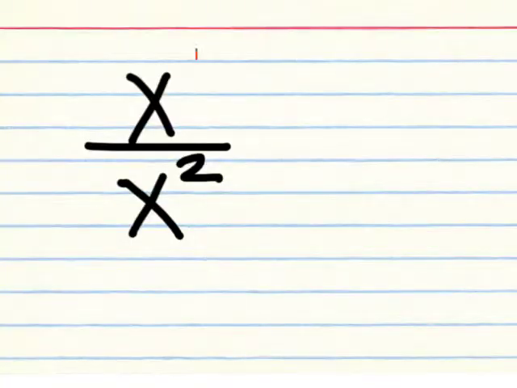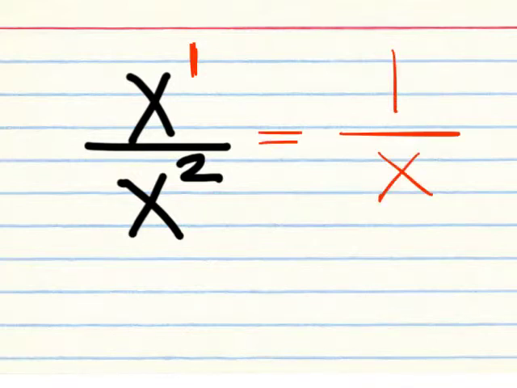X over x to the second. This exponent is 1. The largest one is on the bottom. So put a 1 on top, x on the bottom, and then 2 minus 1 is 1. But you don't write that. Never write an exponent of 1. The final answer is just 1 over x.